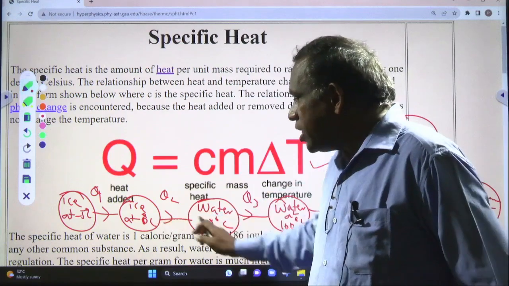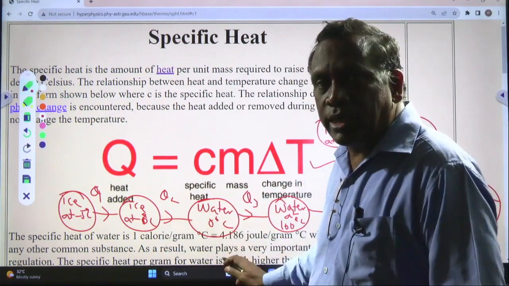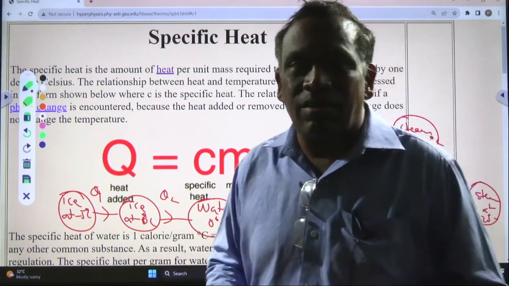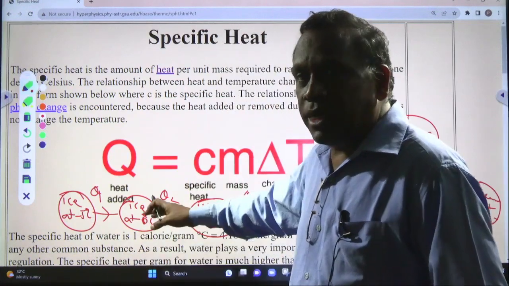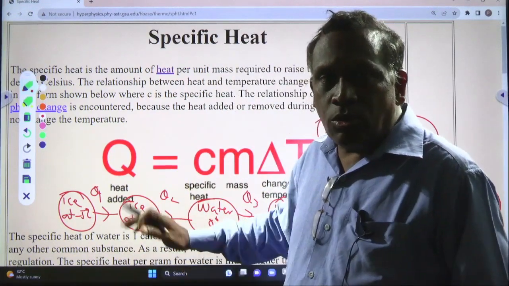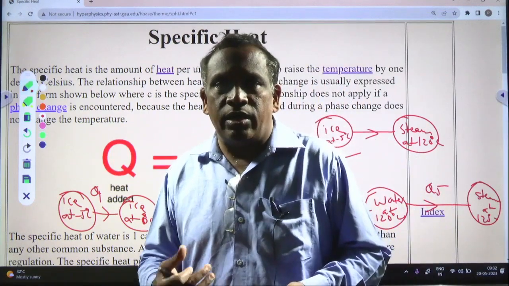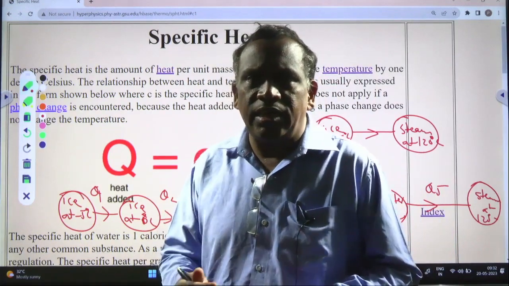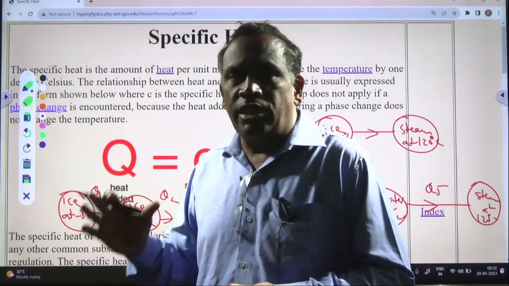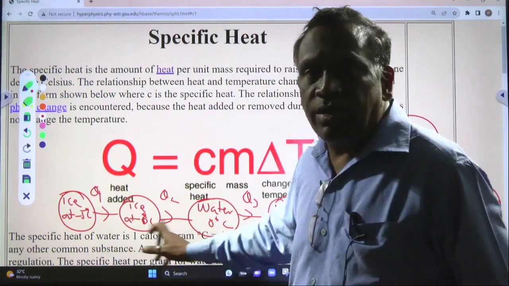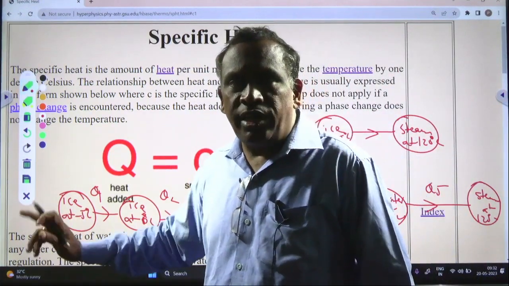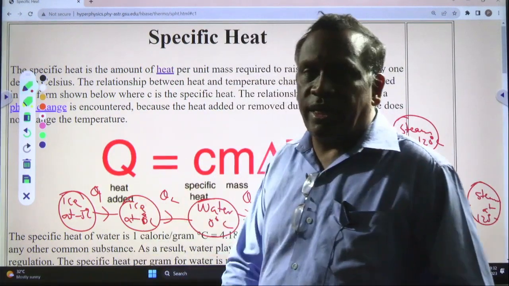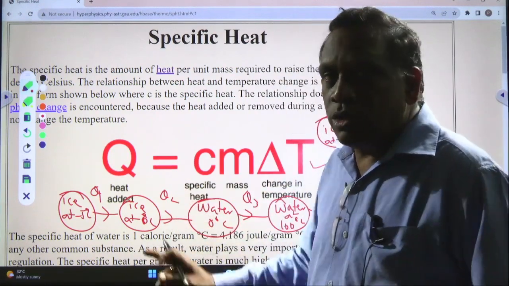But in the second case, ice at 0 and water at 0, there is no change in temperature. There is no increase or decrease of temperature. Temperature is constant, but there is a change in the state. So here also a certain amount of heat is required. That heat is called hidden heat or latent heat. The latent heat is the amount of heat required to change its state from solid to liquid without raising its temperature. Here Q2 is the latent heat.